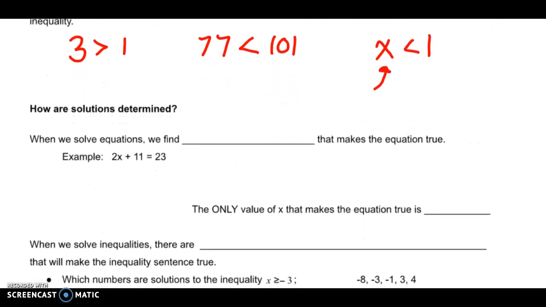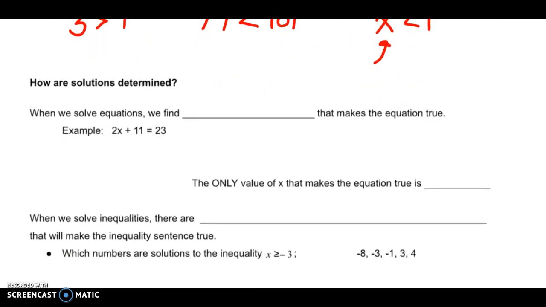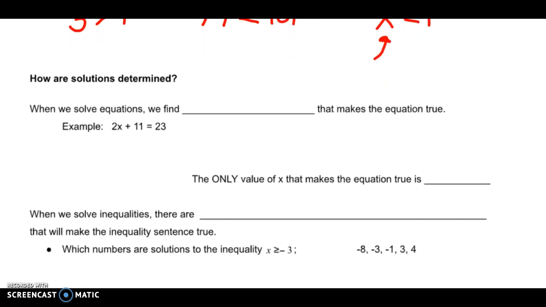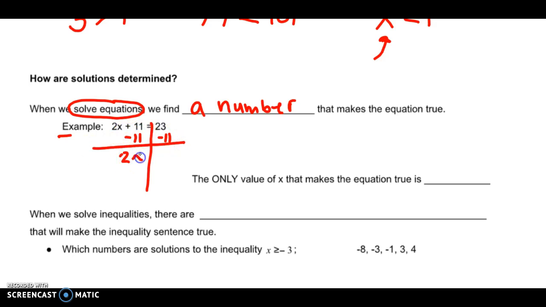So as we move down the page, we're going to talk about some ways to find solutions. And I want to compare that to something that we already know, because we just got out of our equations unit. When we solved equations, we would find a number that makes that equation true. So for example, down here, we see the equation 2x + 11 = 23. And you all know how to solve equations, so if you want to solve it quickly while I solve it on the board, we have 2x = 12. We divide both sides by 2, and we get that x = 6.